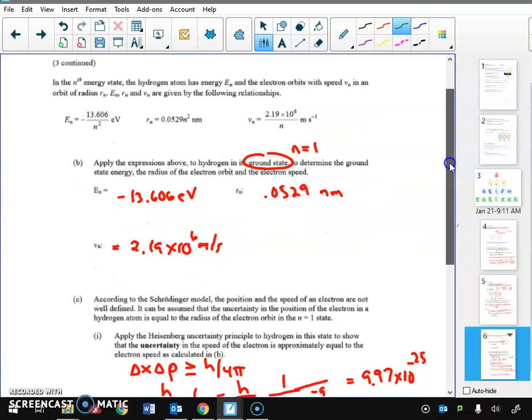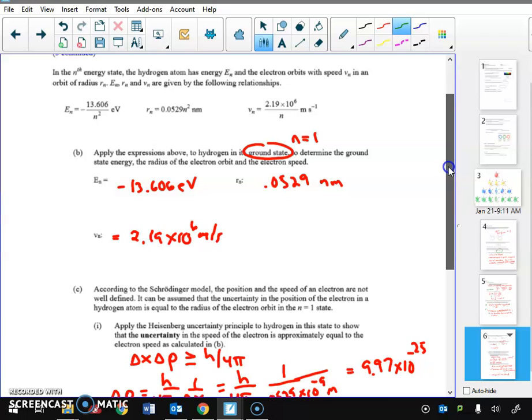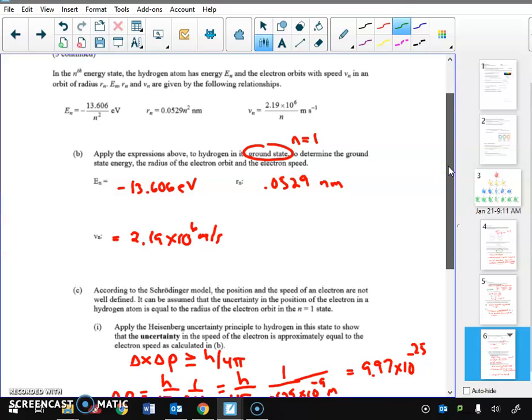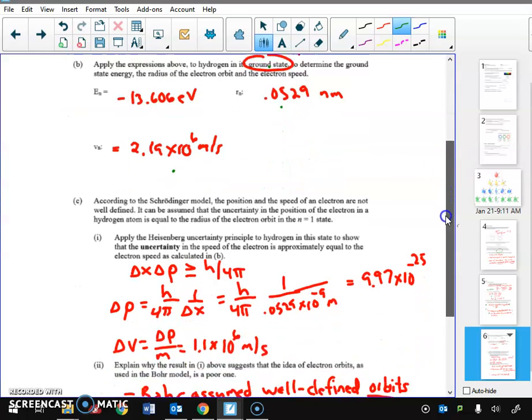Problem 3 continued. This looks like a pain problem, but it turns out to be pretty easy. We've got ways of expressing energy, radius, and velocity in terms of the energy level. So you see n is in each problem. You don't have to derive that. They want you to apply it in the ground state, where you have to recognize n is simply equal to 1. So if I put in 1 for all these, I get essentially the same numbers as the ones there. So those are the answers.